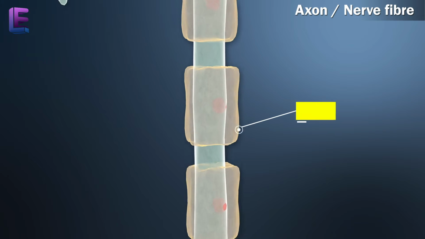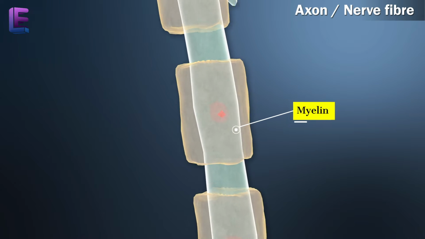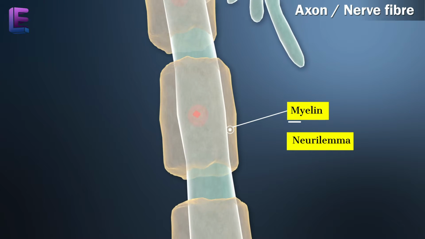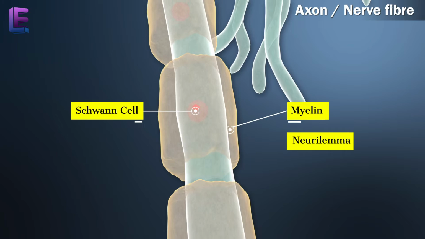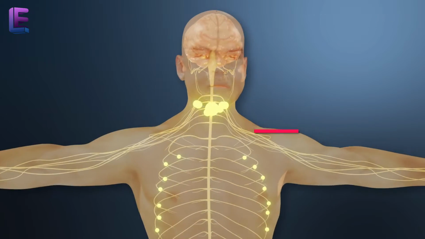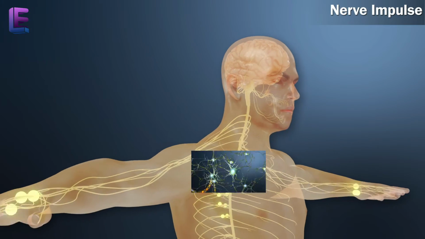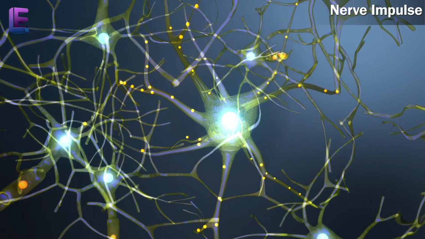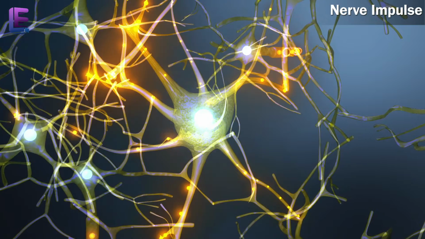It is engulfed by a fatty myelin layer. There is a thin layer called neurolemma surrounding the myelin. Between the neurolemma and myelin, there are Schwann cells. Nerve impulse. Nerve impulse is the quick transmission that occurs in the nervous system. This occurs in the form of electrochemical flow.